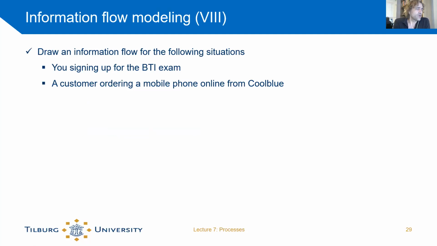Now let's do one for the second one. So a customer ordering a mobile phone online from Coolblue, an online website which sells phones. So if you don't want, we can also just quit the lecture, but maybe we can do this as a final example. I can start the whiteboard.